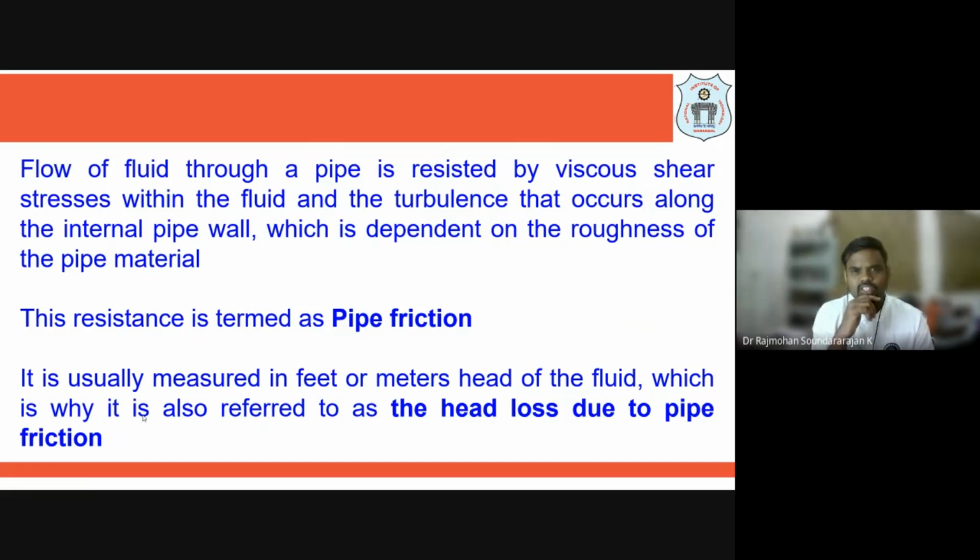So what is the unit of this resistance? How can we measure it? Usually we measure it in terms of feet or meters of the head of the fluid, which is why we call it pressure head loss. If you want pressure loss, delta P, you can divide delta P by rho g and it becomes pressure head. So we call it head loss due to friction, or losses due to friction. That is how this experiment got its name: head loss due to pipe friction.